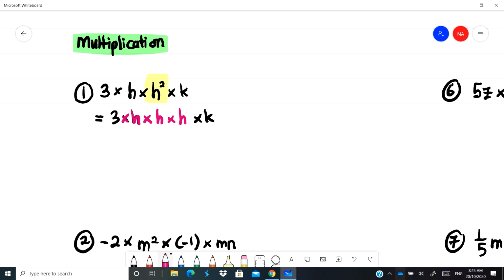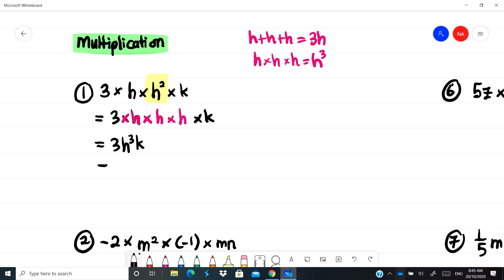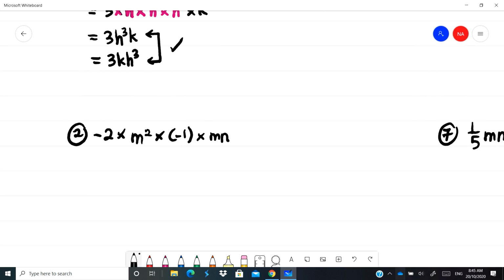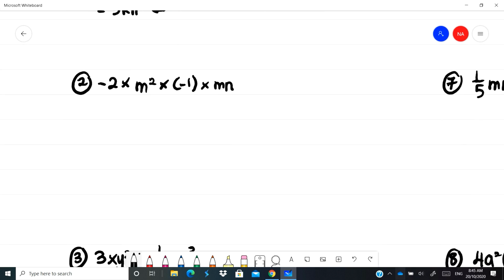So look at your h. Ada berapa h sekarang? Ada 3. You darab 3 kali. H darab h darab h. So bila darab, the special case of this multiplication for algebraic, dia akan jadi h kuasa 3, bukan 3h. Kalau h tambah h tambah h, baru jadi 3h. Tapi kalau h darab h, we'll have h to the power of 3. Tolong bezakan ini. So we have 3 h to the power of 3k. So can I write k first? Yes, 3k h to the power of 3. Tak kisah, sama saja. Dua-dua acceptable. Alright, so that's how you do multiplication. Alright, so now number 2, we have this.